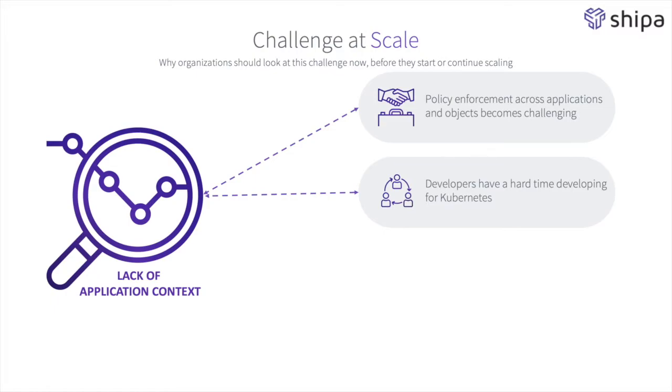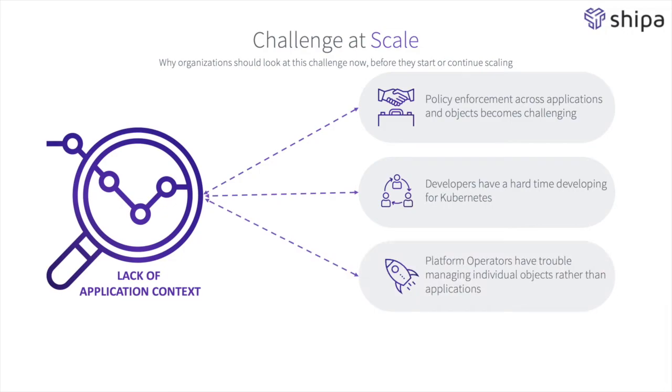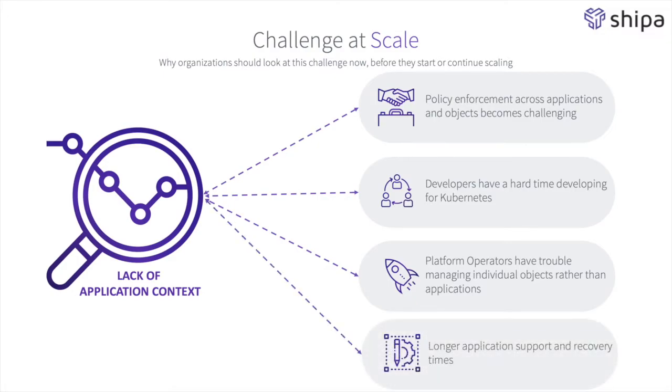This is decreasing the developer experience and speed when delivering applications, which is also becoming a responsibility and a task of the platform engineering team to improve. Platform teams now are facing scalability challenges to manage individual objects rather than managing the application as the overall context. And last but not least, this all leads to longer time required to support and recover applications by the platform engineering team, which can again impact multiple teams across the organization.